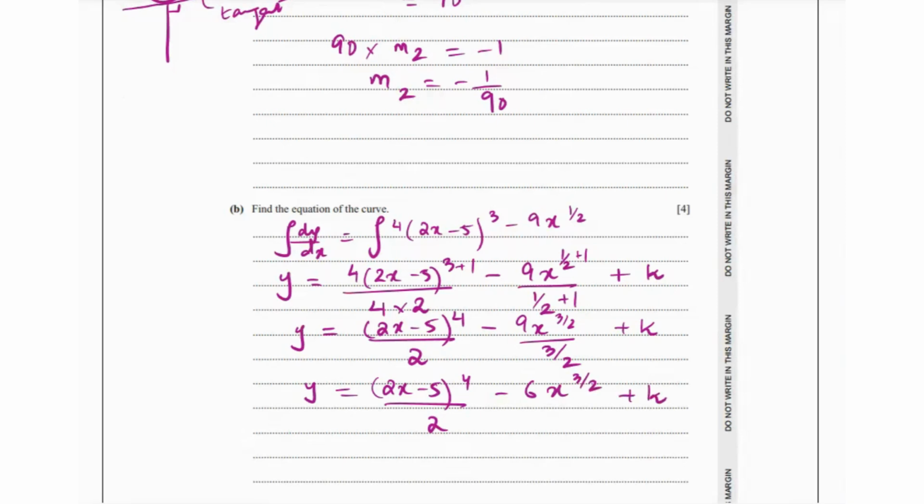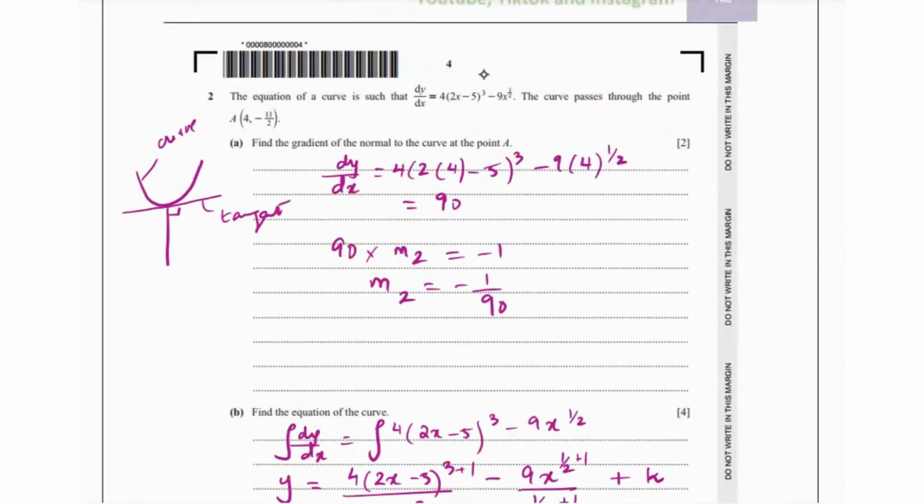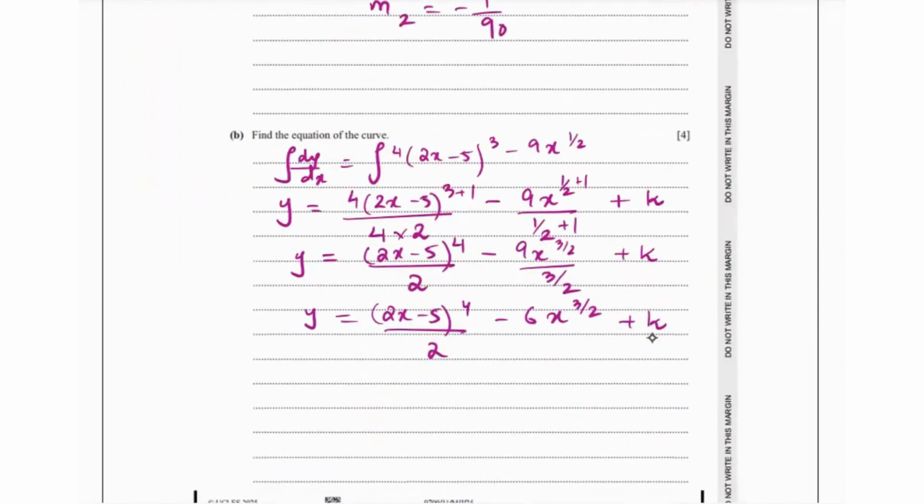They want the equation of the curve, so you have to figure out the value of k. And for the value of k, we will substitute point A in this equation, where x is 4 and y is negative 11 over 2. This way we will only have one unknown value and we will solve it for k.